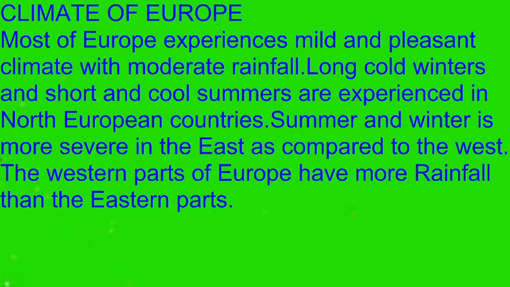If you see the overall climatic features of Europe, the northern part is very cold. The winters are very cold and short, and the summers are rather cool. In the eastern part, summers and winters are more severe. That means summers are very hot and winters are very cold compared to the western side. And the western part of Europe has more rainfall compared to the eastern part.